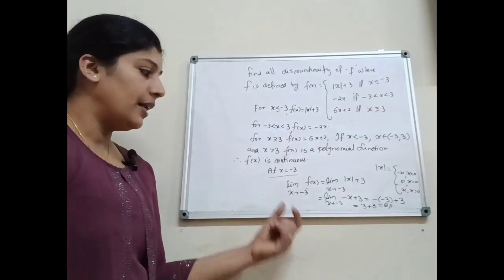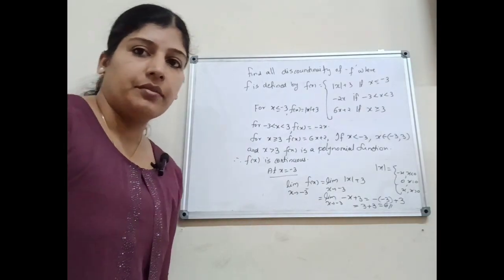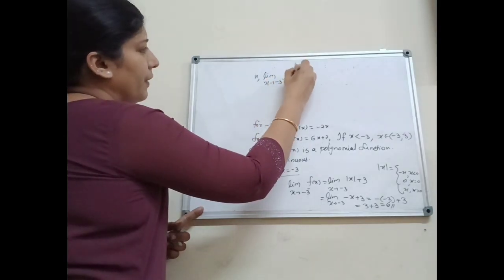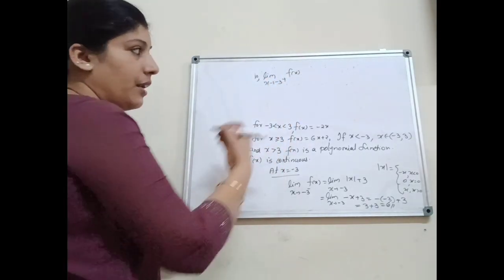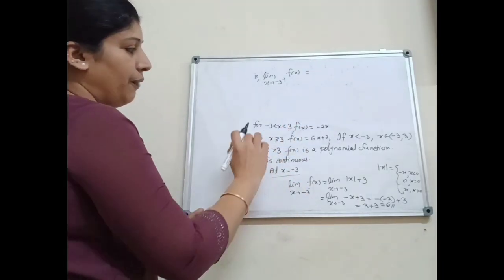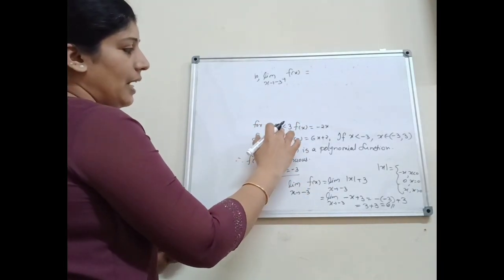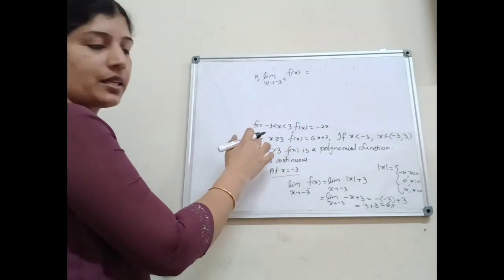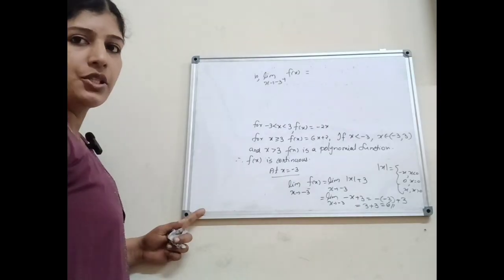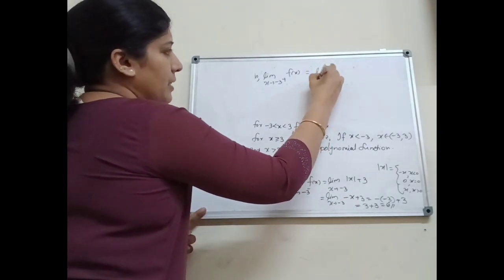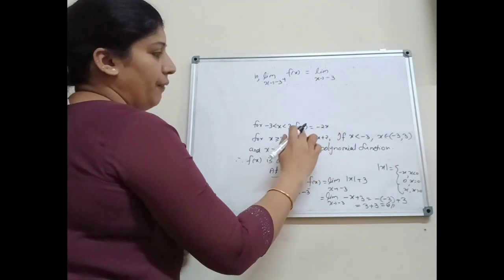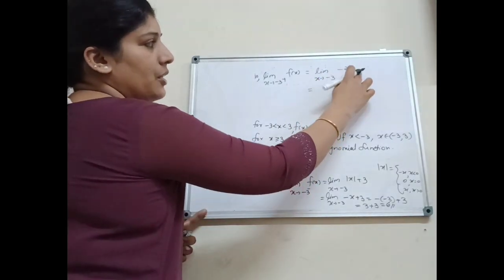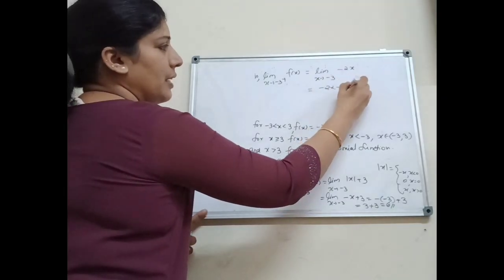Next we consider the right hand limit at x equal to minus 3, that is the limit as x tends to minus 3 plus of f of x, the right side of minus 3. Here the function is defined for minus 3 less than x less than 3, so x lies on the right of minus 3. Therefore, the function is f of x equal to minus 2x. The limit as x tends to minus 3 of minus 2x is minus 2 into minus 3, that is equal to 6.